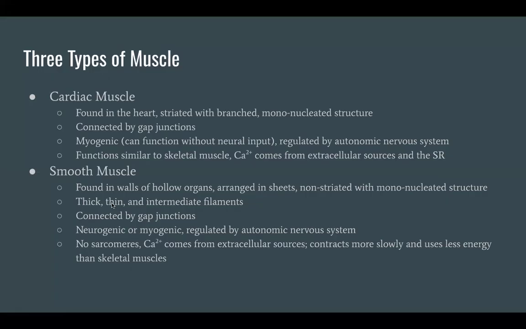Smooth muscle is found on the walls of hollow organs, arranged in sheets. It's non-striated with a mononucleated structure, and it has thick, thin, and intermediate filaments. The cells are connected by gap junctions. It can be under neurogenic or myogenic control, and it's also regulated by the autonomic nervous system. So it's also an involuntary muscle.